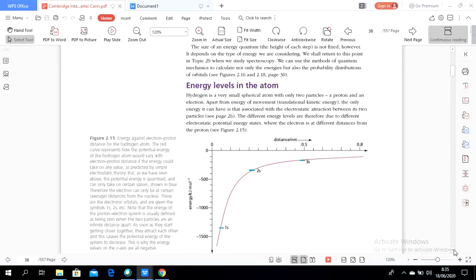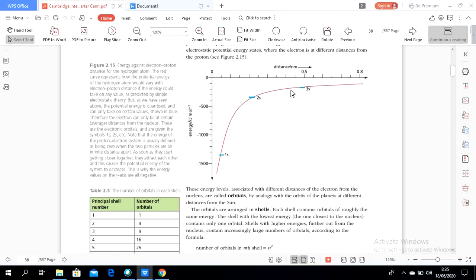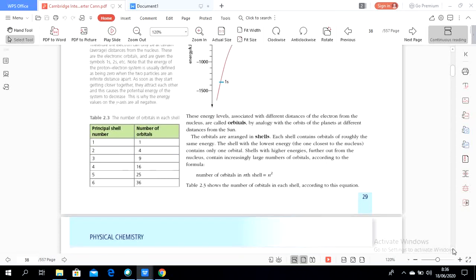So hydrogen is a very small spherical atom, with only 2 particles, a proton and an electron. Apart from energy of movement, the only energy it can have is that associated with the electrostatic attraction between its 2 particles. The different energy levels are therefore due to different electrostatic potential energy states where the electron is at different distances from the proton. The energy levels associated with different distances of the electron from the nucleus are called orbitals.